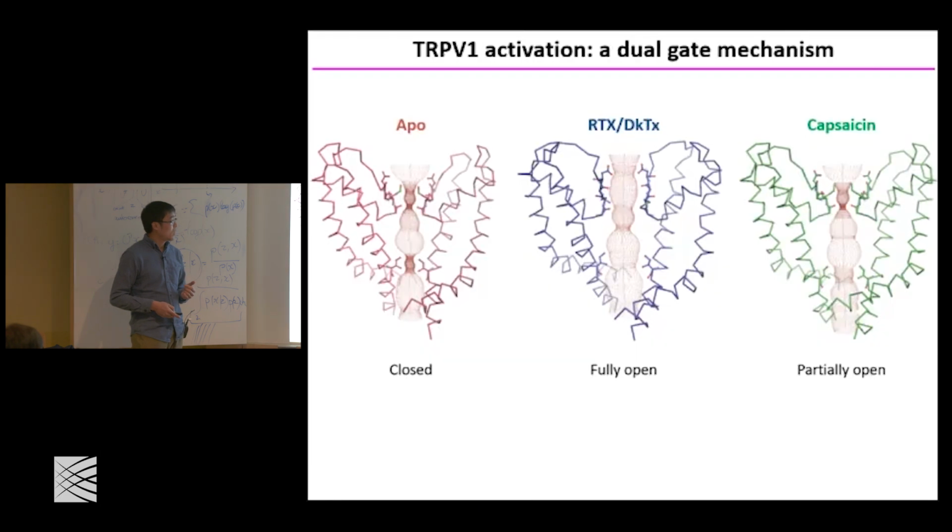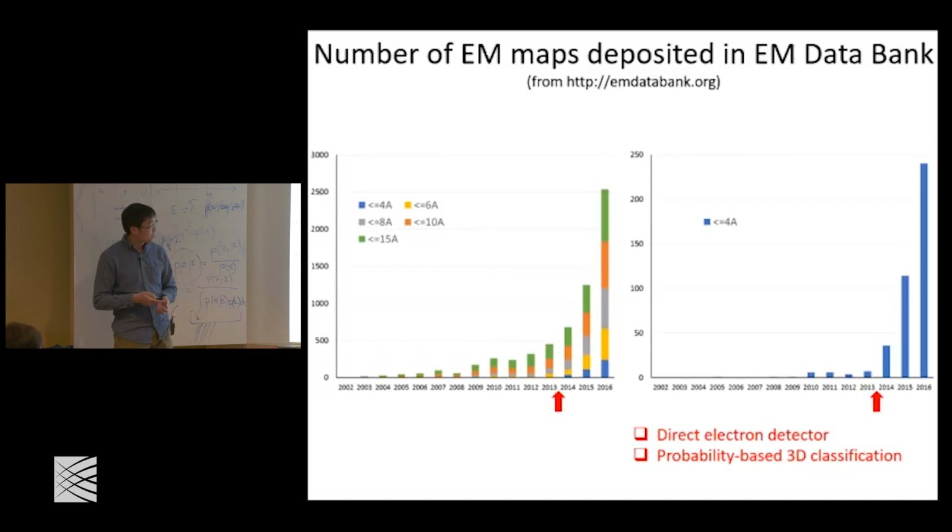So the two are published: one is a combination of two toxins to generate a complete open conformation for TRPV1, and the other is the capsaicin to generate a partial open conformation. By lining up all these structures, that actually gives us the structural basis of the activation mechanism of this particular channel. Since then, we essentially observe an explosion, an avalanche of structures, or whatever.